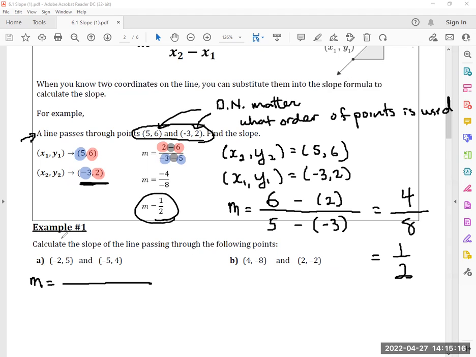Just follow with me, even if you're not quite there with us. Just follow along. M is equal to a long line. X goes on the bottom, Y goes on the top. Think about it. X goes on the bottom, Y goes on the top. Do it. -2 is on the bottom, 5 is on the top.